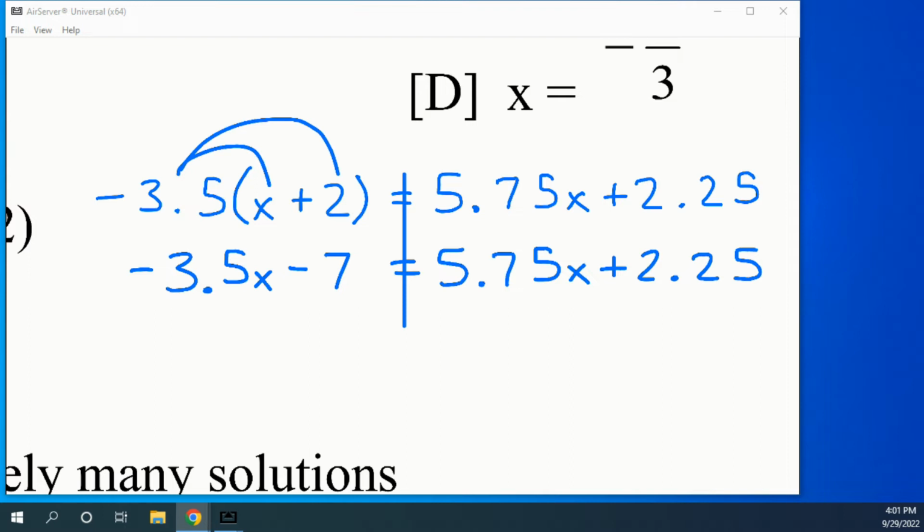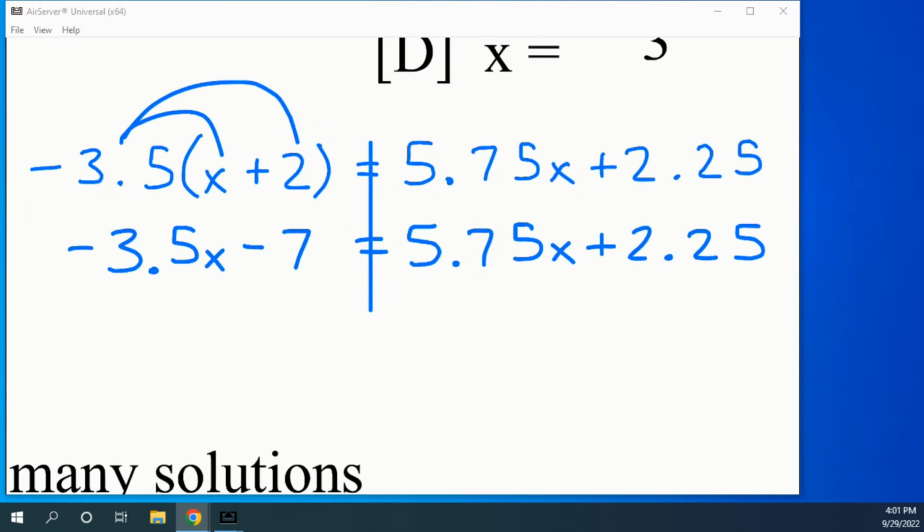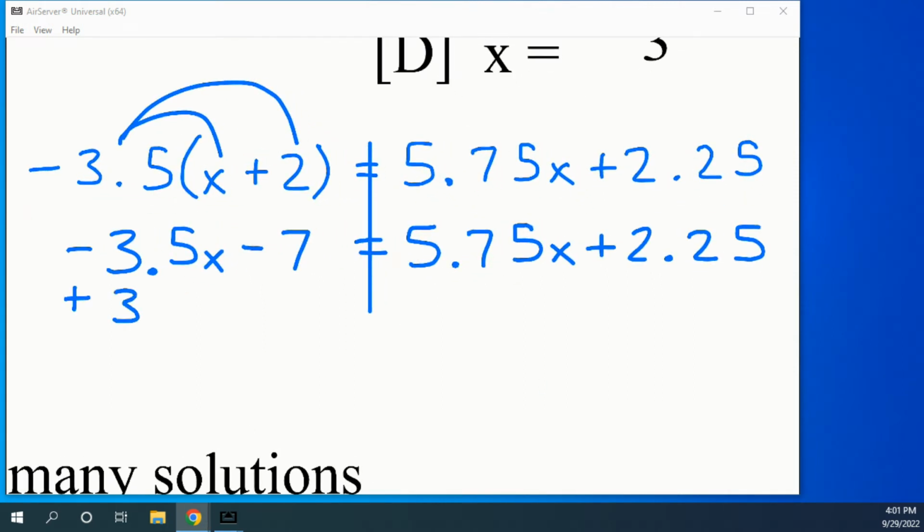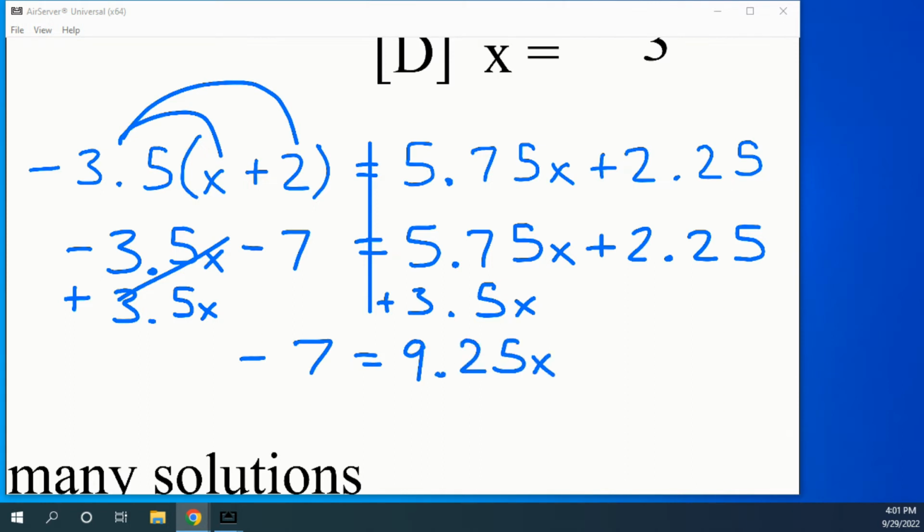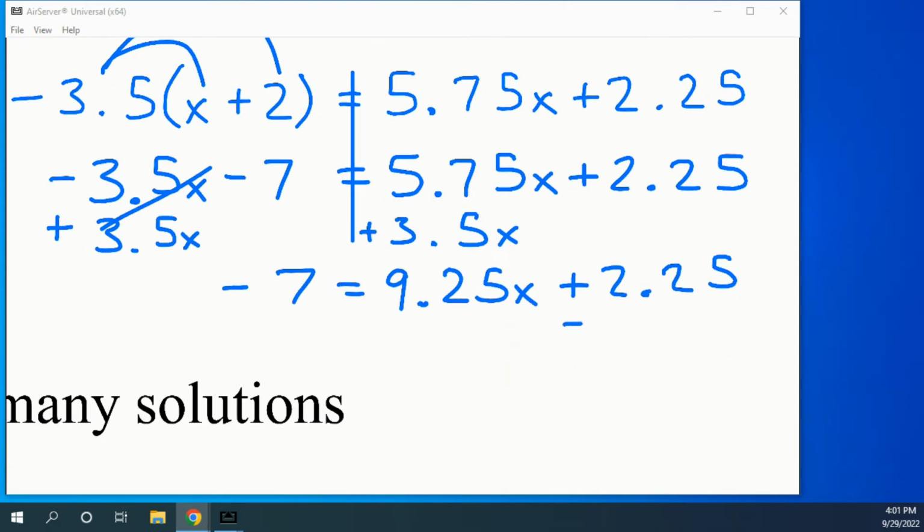Now there's no like terms to combine on the same side, so I'm going to try to get my variable terms to one side. I'm going to do that by adding 3.5x on both sides. 5.75x plus 3.5 gets me 9.25x plus the 2.25. So I'm going to subtract the 2.25 on both sides.